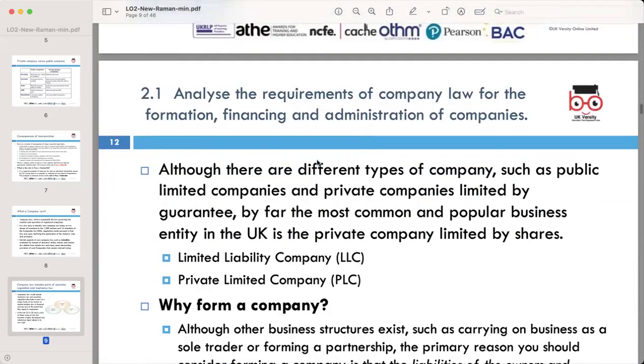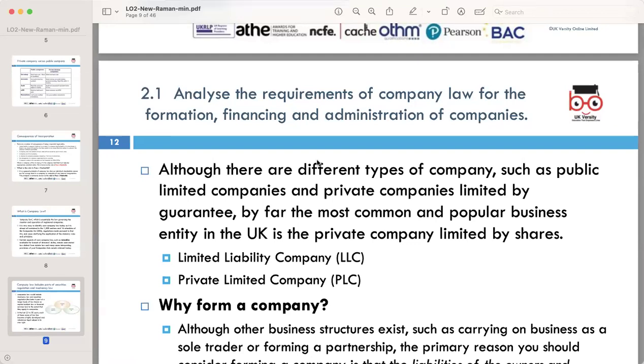Analyze the requirement of company law for the formation, financing, and administration of companies. Formation, financing, and administration of companies. When considering the requirement of company law for the formation, financing, and administration of companies, it is crucial to recognize the diverse types of companies. Among them, the private company limited by shares stands out as the most common in the UK.